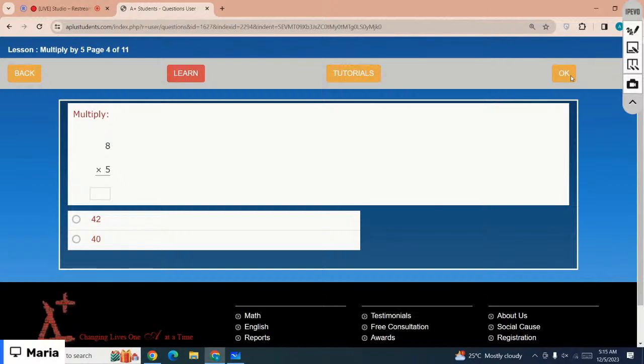Yes, it is 5 times 8 is 40. The correct option is 40. Very good.